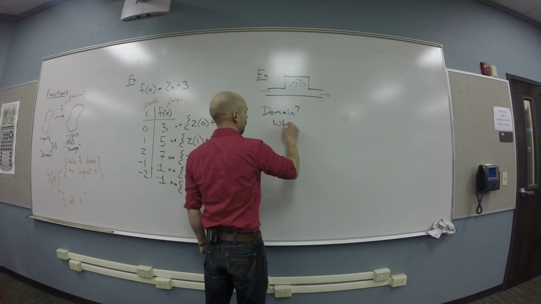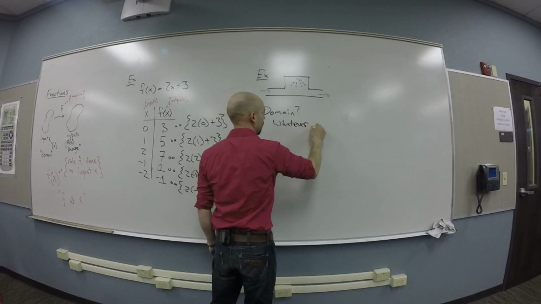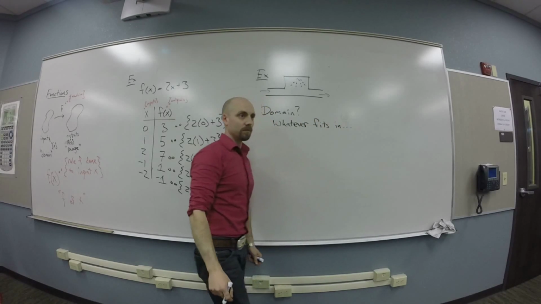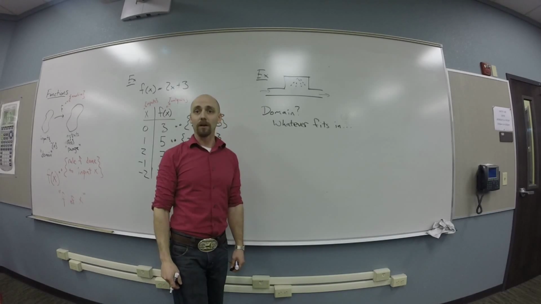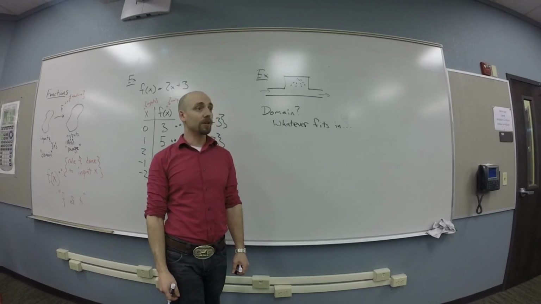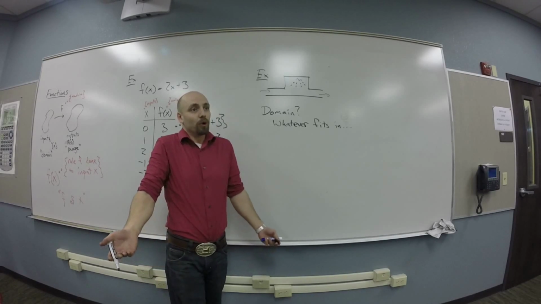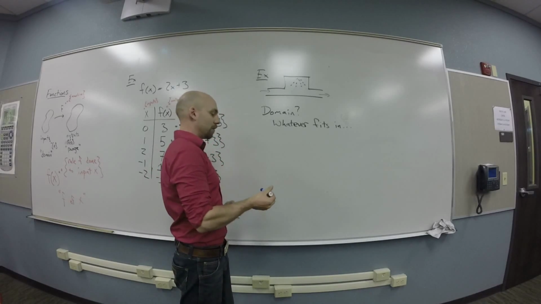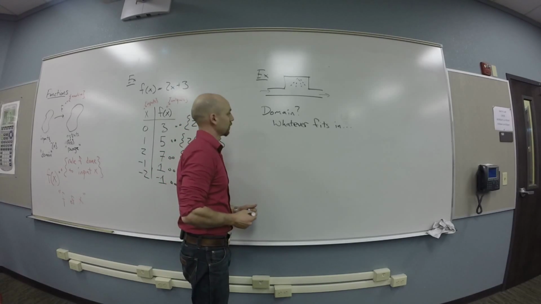This is kind of a dumb thing to state, whatever fits in. But that's really what we usually say for the domain. We say it's the set of inputs that work, the ones that make sense. How about the range? Whatever plus blue.